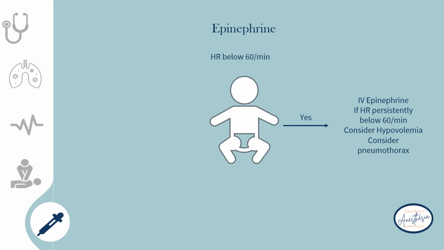If the heart rate is not below 60 beats per minute, then you can return to the previous point in the algorithm, less than 100 beats per minute, and reevaluate the infant and follow through the algorithm from there. Also, just to note, if you do administer IV epinephrine, then you want to go ahead and continue chest compressions for another 45 to 60 seconds to make sure that the epinephrine is circulated.